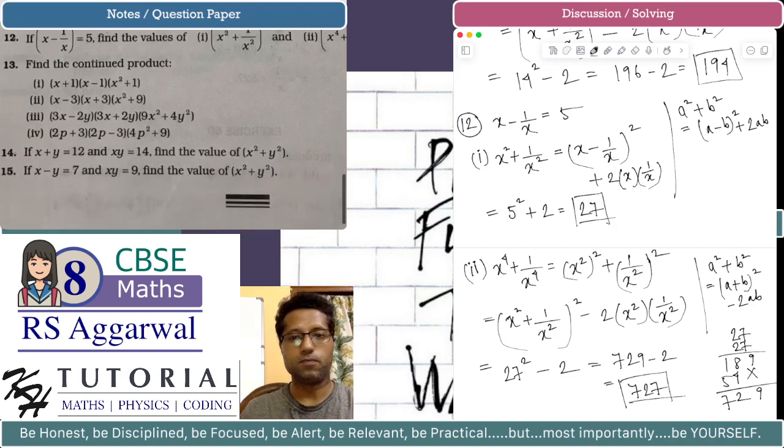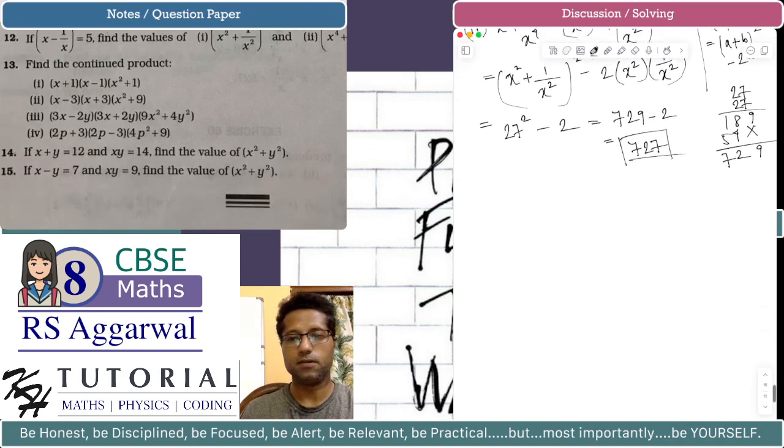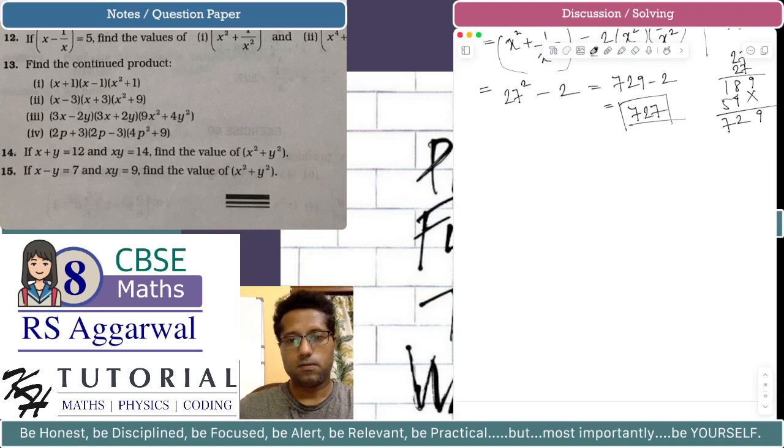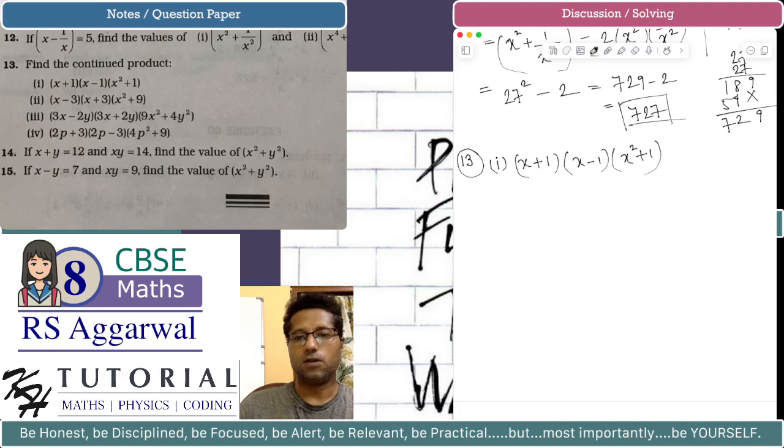Find the continued product. Problem 13. Part 1 is x plus 1 multiplied by x minus 1 multiplied by x square plus 1. Now if you consider the first two product, that is x plus 1 into x minus 1, we can apply the formula of a plus b into a minus b is equal to a square minus b square.